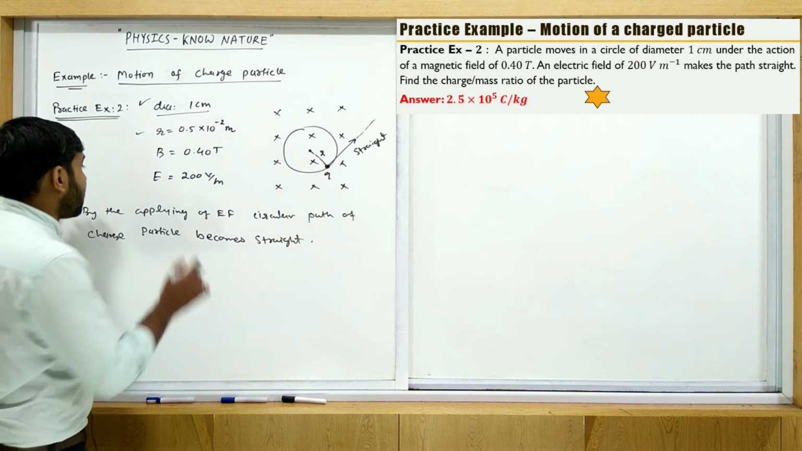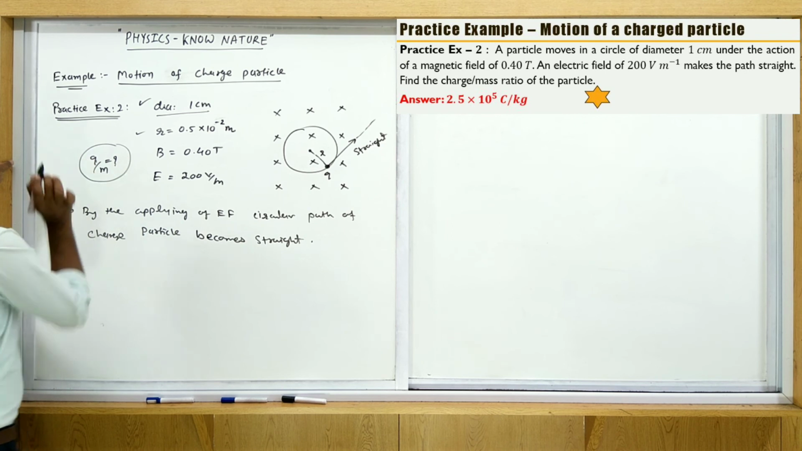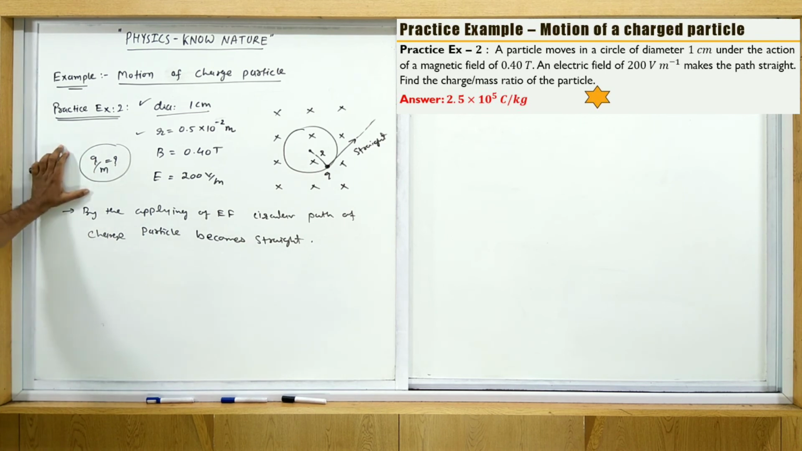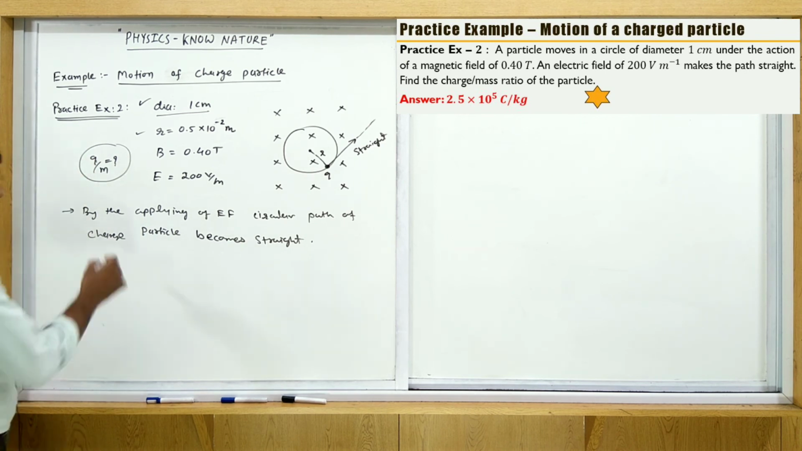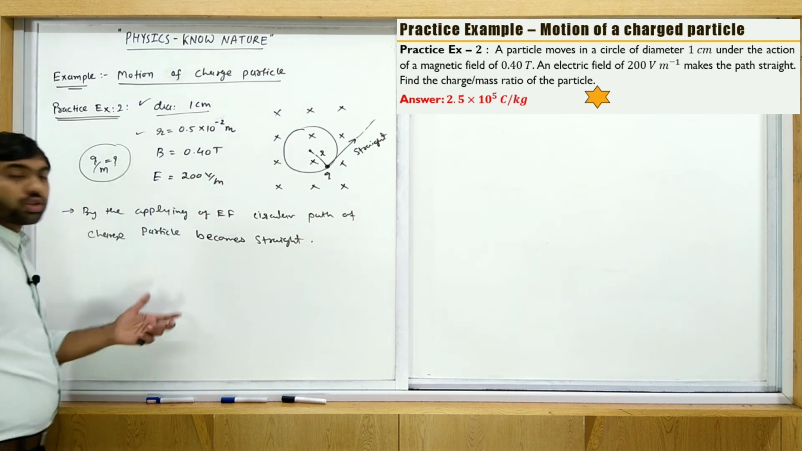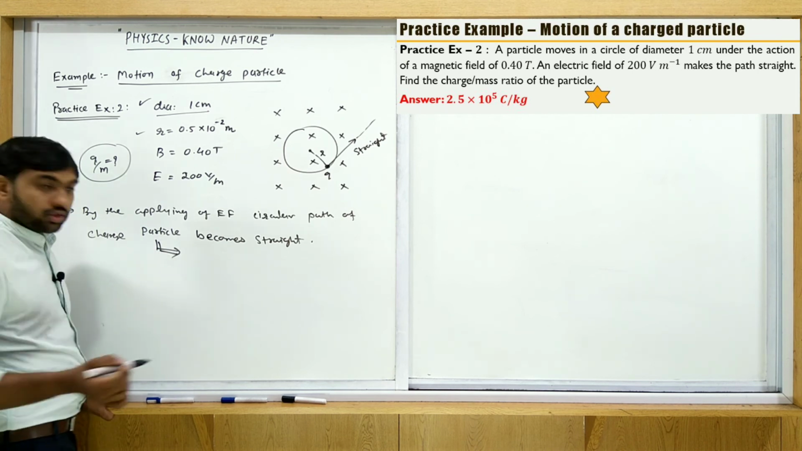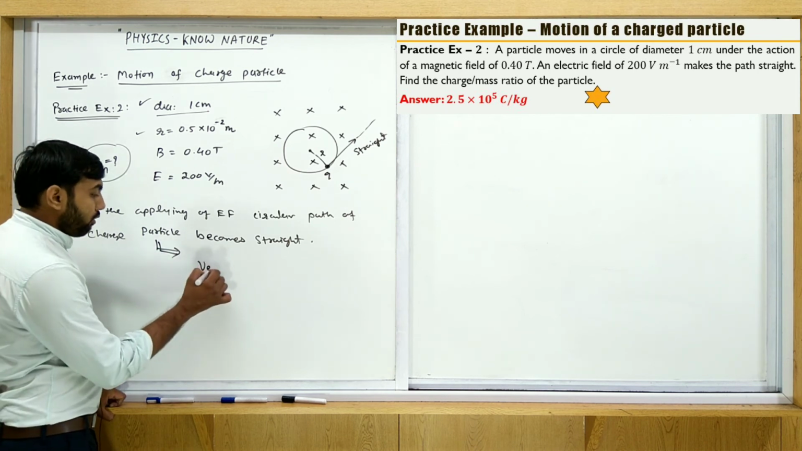You have to find out the charge to mass ratio. Charge means Q by M. That is called the charge to mass ratio. You have to find the Q by M ratio in this case. So if the path becomes straight, then both the forces become equal, and here we use the cross field. So what is the condition of a cross field?